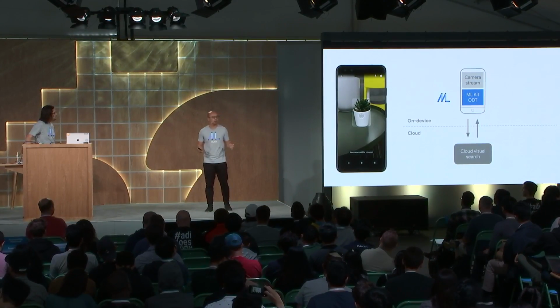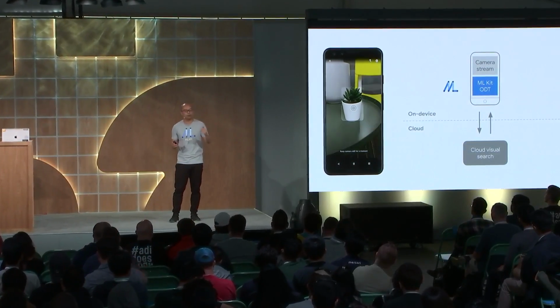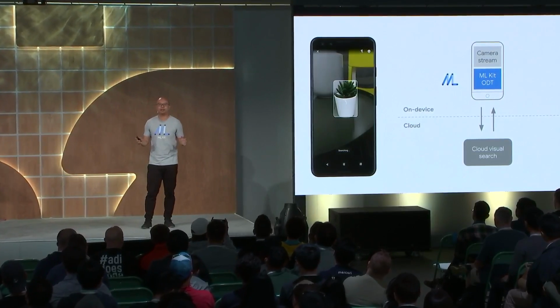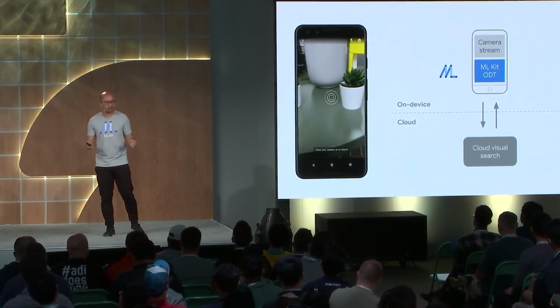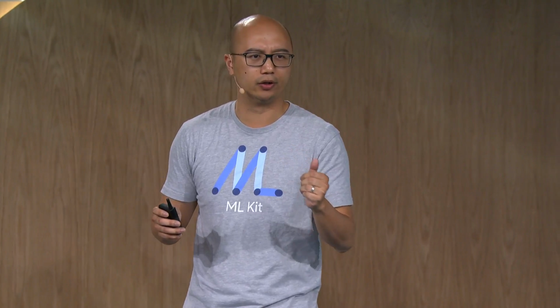For the on-device part, we're using the camera stream as the input, and the camera images will go into the ML Kit ODT. ODT means object detection and tracking. The ODT will try to find the objects inside these images, and then optionally, it will also do a classification to classify the object into some categories. Once the user moves the camera around and finds an object they're interested in, we'll crop the image to a smaller image containing only that object.